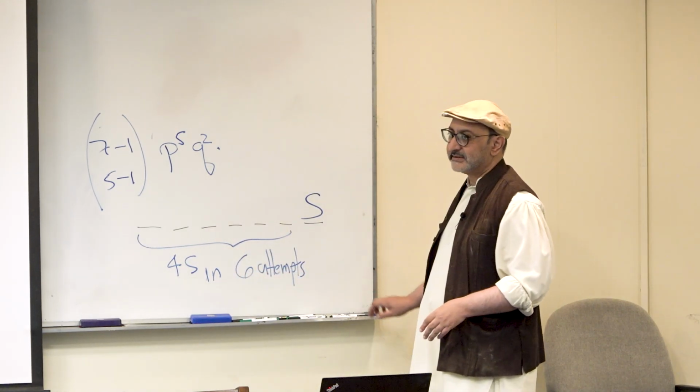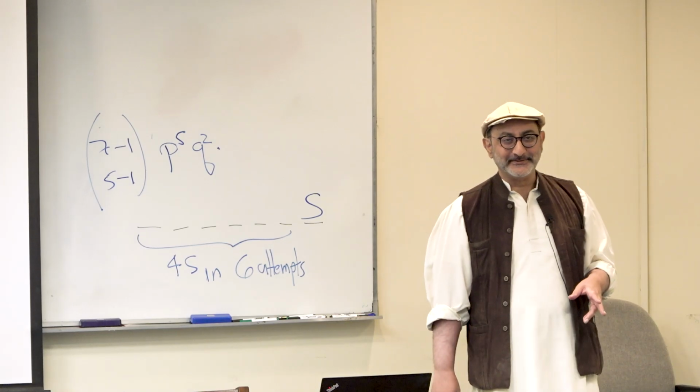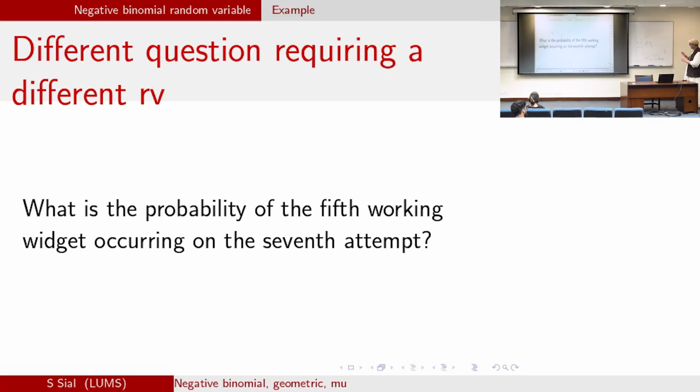So this is a different random variable. The probability that we're getting looks a lot like what the PMF would have been for the binomial random variable, but it's a little bit different because we're insisting that the final 5th success should occur on the 7th attempt. Okay, so we discussed all of that. Again, in our example, we're taking p to be 0.8 and q to be 0.2.